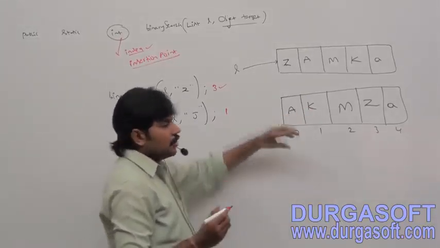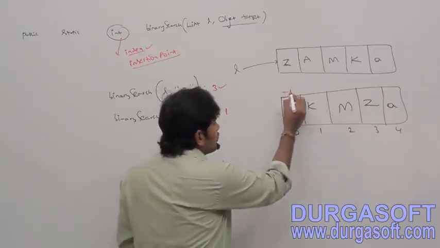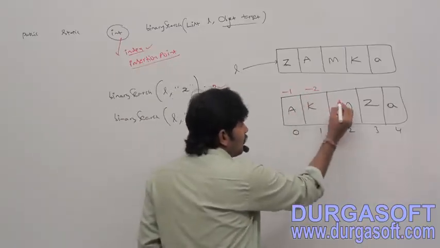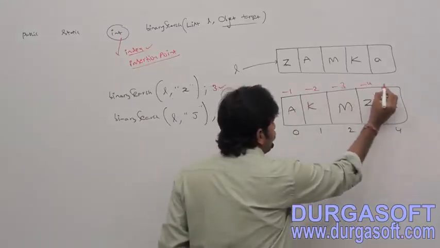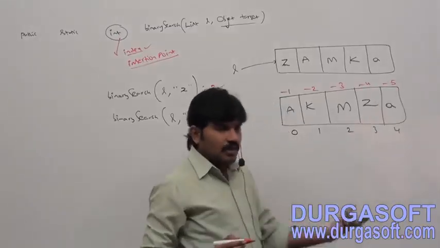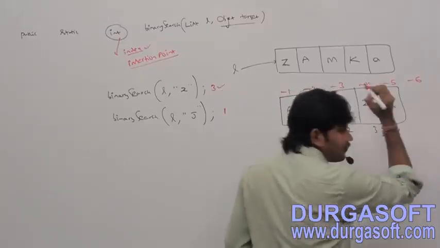Insertion point is, if you want to place the element in this location, what is the insertion point? -1. If you want to place in this location, -2. If you want to place here, -3, -4, -5. If you want to place after A, of course you are not going to place, it is nothing but -6.